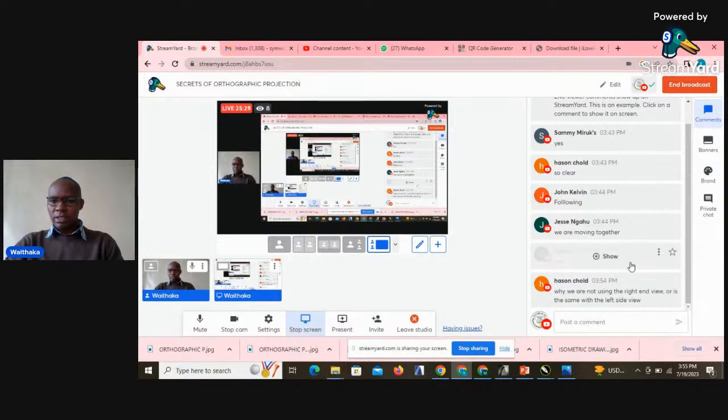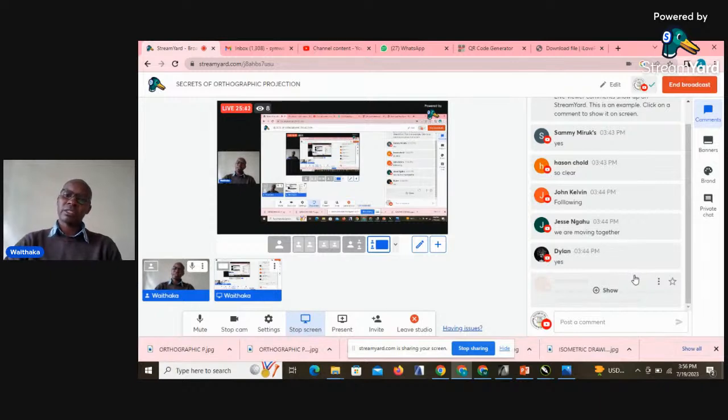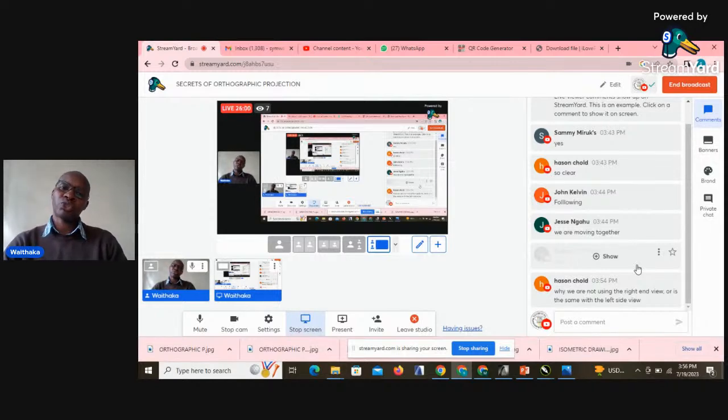So I can see Hashan is asking why we are not using the right end view, or is it the same as the left end view. We are not using the right end view because the requirement of the question was to project the end view from the left end view, that is from B. So the D part, I just brought it to show the difference and to show how the views behave when you are required to generate from either B or D.